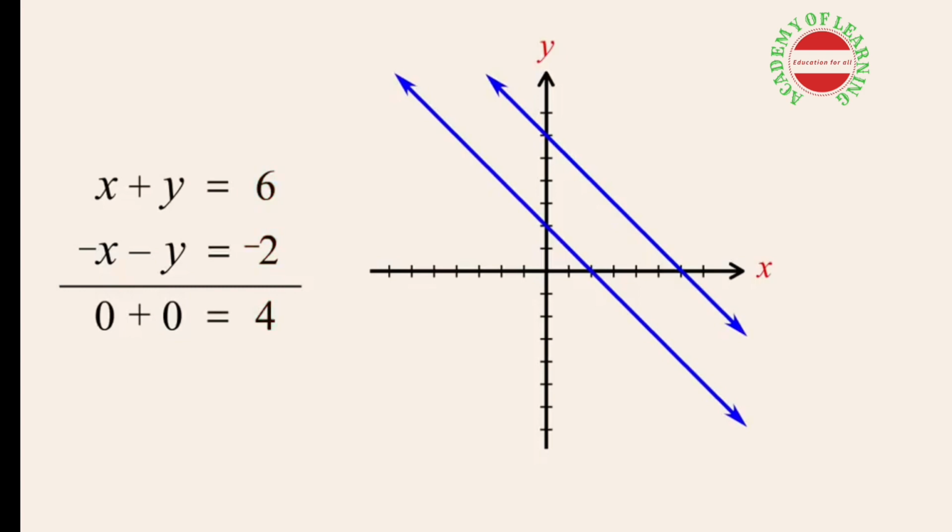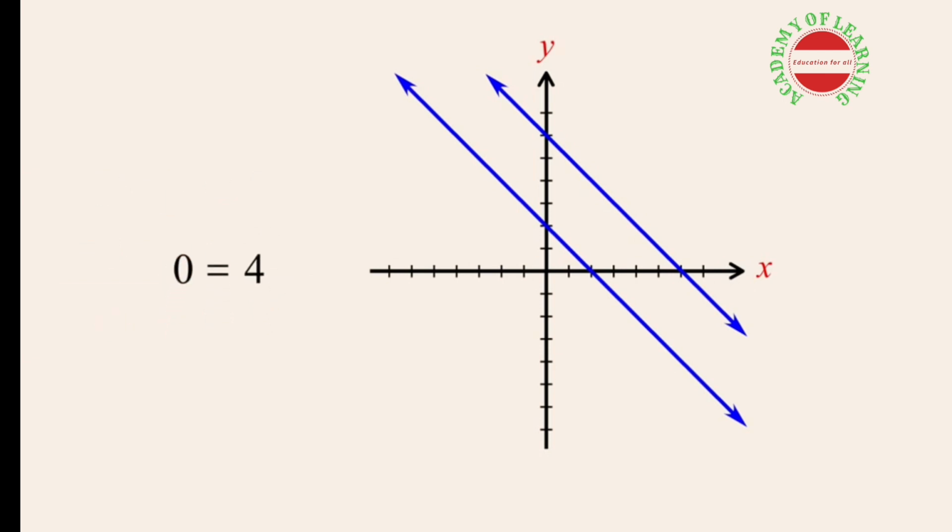But when we eliminate one variable, both variables are eliminated, and we get the equation 0 = 4. A statement which can never be true, like this statement of equality between two non-equal numbers, is called a contradiction. Obtaining a contradiction when solving a system of equations tells us that the system has no solutions and is therefore inconsistent.